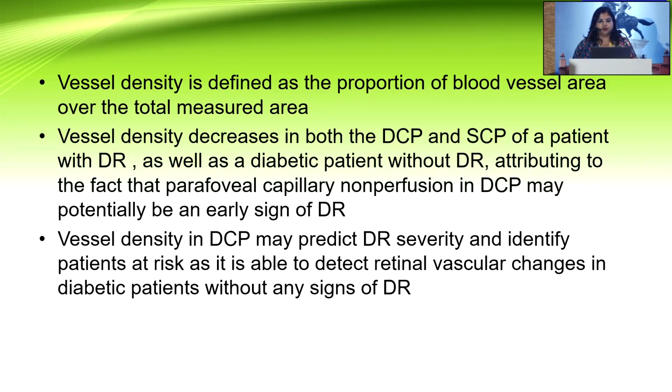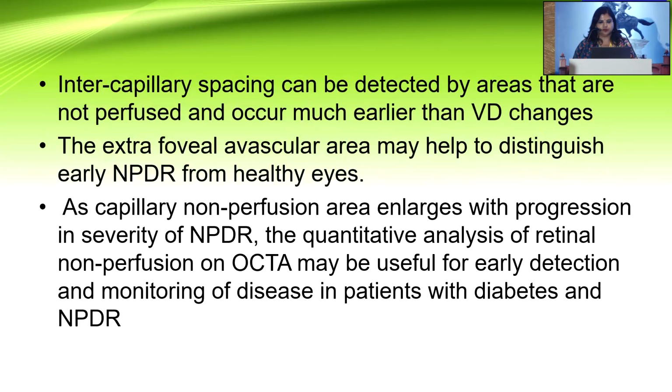Vessel density in DCP may predict DR severity and identify patients at risk, as it is able to detect retinal vascular changes in diabetic patients without any signs of DR. So this is very important. We can detect NPDR even when there are no clinical signs.